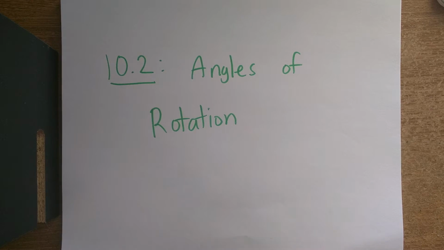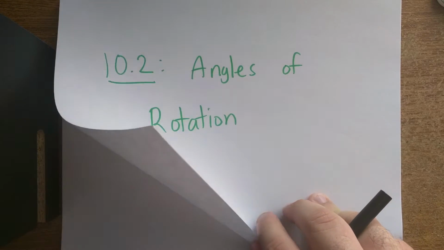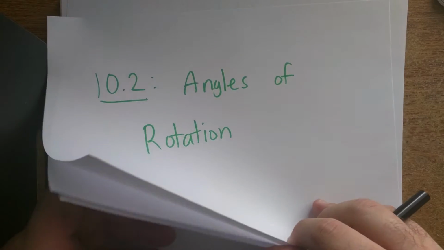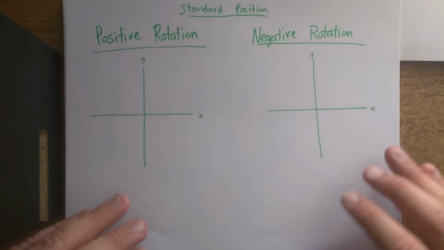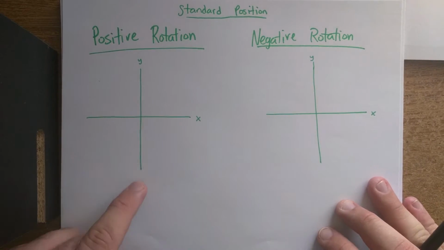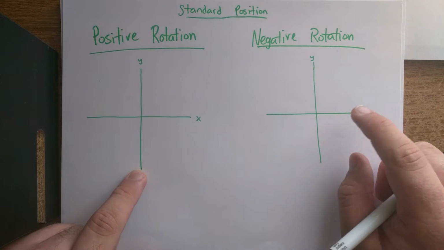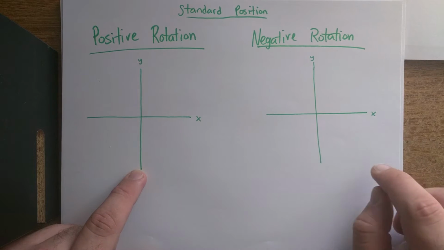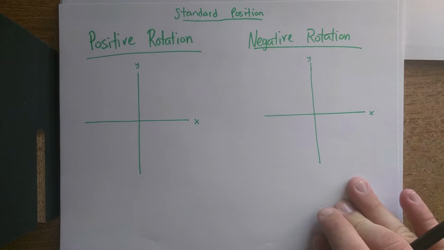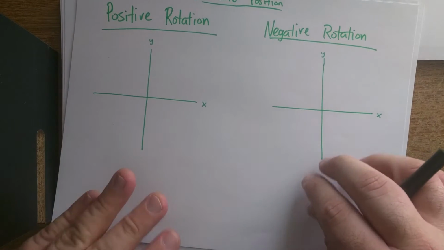All right, we're going to start with 10.2, angles of rotation. Here we go. Go ahead and copy this down. And these are your normal XY coordinate planes. Notice, however, I did not put any tick marks on here, and I don't want you to in this section. We're not going to be putting any tick marks here.